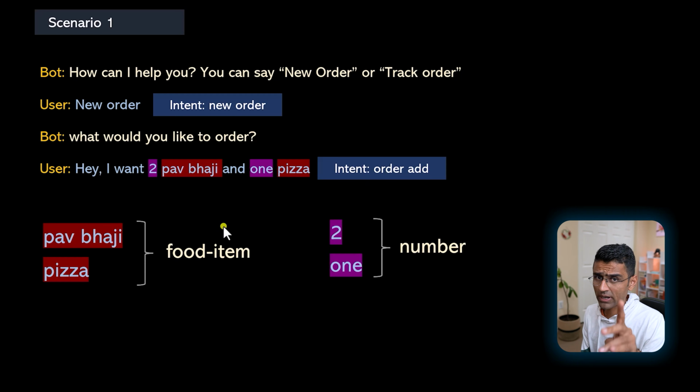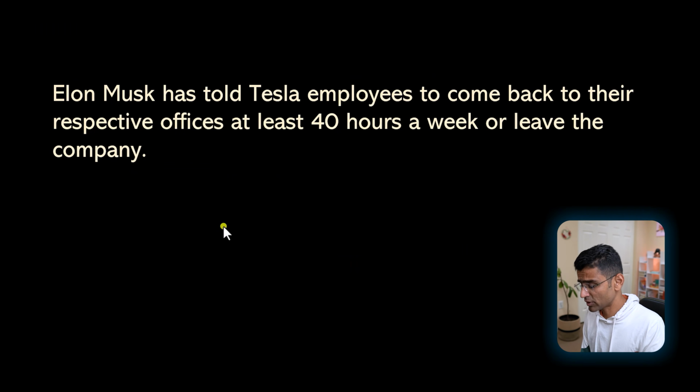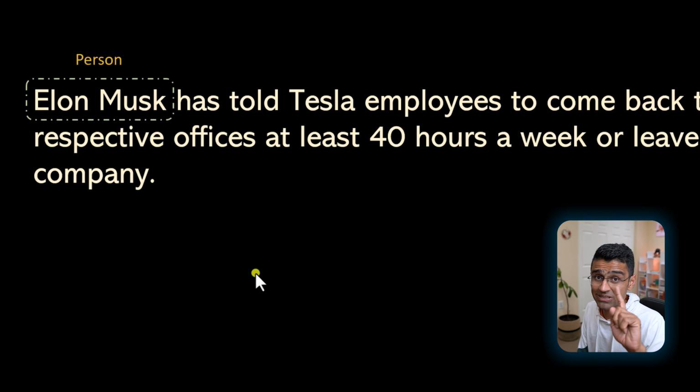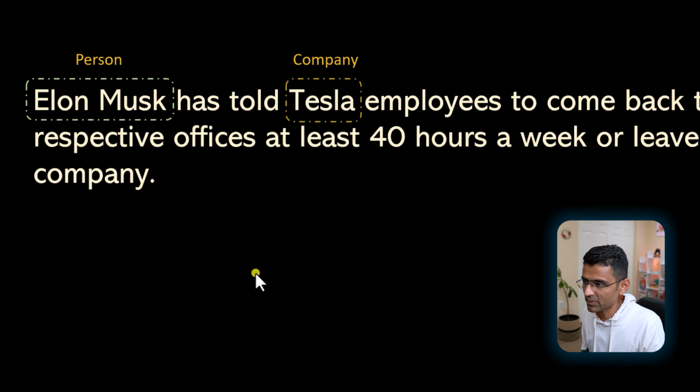Let me give you one more example, which I have discussed in our NLP tutorial playlist before. You have this particular sentence. There are various entities present here. What are those entities? If you remember from the NLP playlist, just pause this video and make a guess. I want to test your knowledge. All right, I guess you made the right guess here. Elon Musk is an entity. It's a person entity. Tesla is another entity, which is a company. Then 40 could be another entity, which is a number.